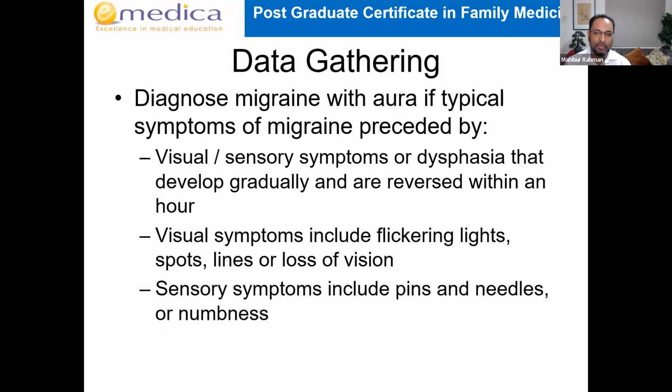Some of the other visual symptoms: they might get flickering lights, spots, they might see lines, they might actually have a partial slight reduction in vision, but again, that's temporary. And sometimes they'll have sensory symptoms like pins and needles or numbness around here before it starts. And a lot of patients have a very reliable aura, so they know exactly what it feels like.